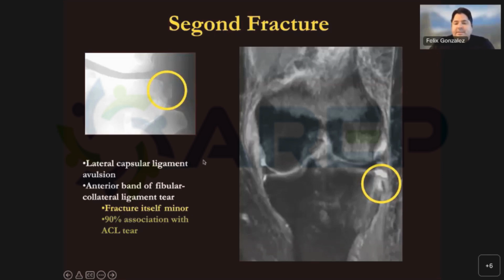One thing that usually is tested here in the United States for residents and fellows is that a Segond fracture has a 90% association with ACL tear. So if you see this on X-ray, you ought to recommend an MRI just to assess for concomitant ACL tear that is highly associated with this injury.